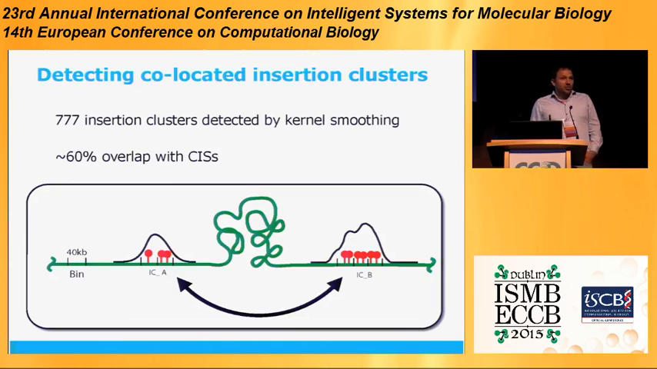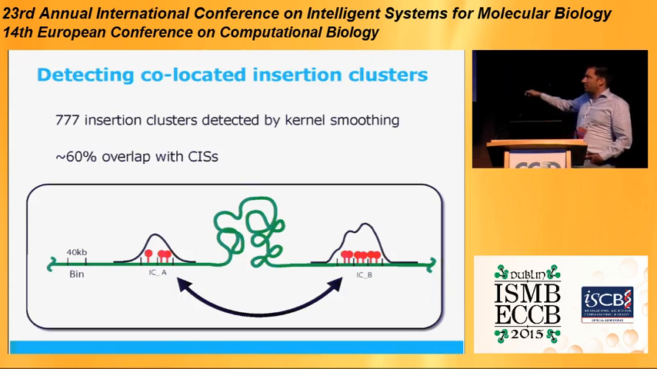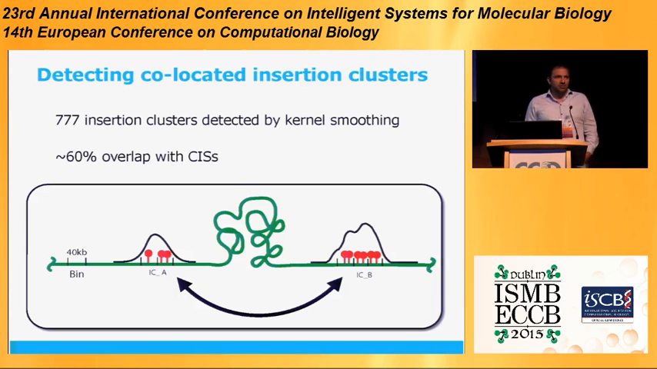The next question that we asked is, can we also find specific interactions between clusters? To this end, we clustered the insertion data using kernel smoothing, and we find 777 of these clusters. About 60% of those correspond to previously discovered common insertion sites. This number is not 100% because we used a much lower threshold, because we want to also include clusters of insertions that are not significant by themselves, right?